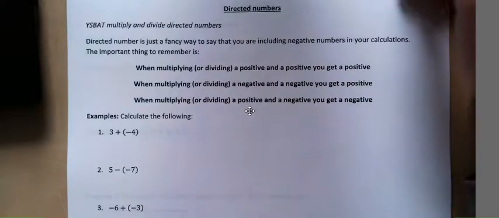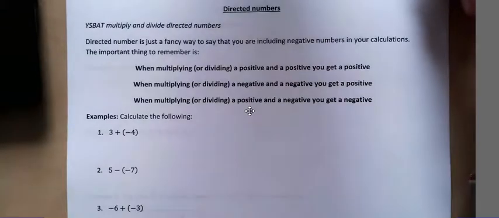This is Year 9 notes, and we're in Unit 4. We're just looking at a wee bit then of algebra. So we're looking at some directed numbers. First of all, directed numbers is just a fancy way to say you're including negative numbers in your calculations.